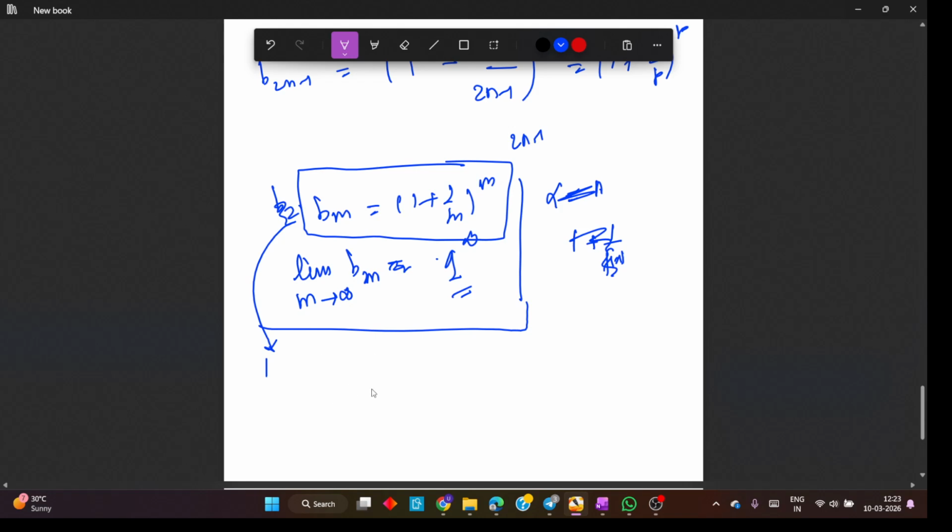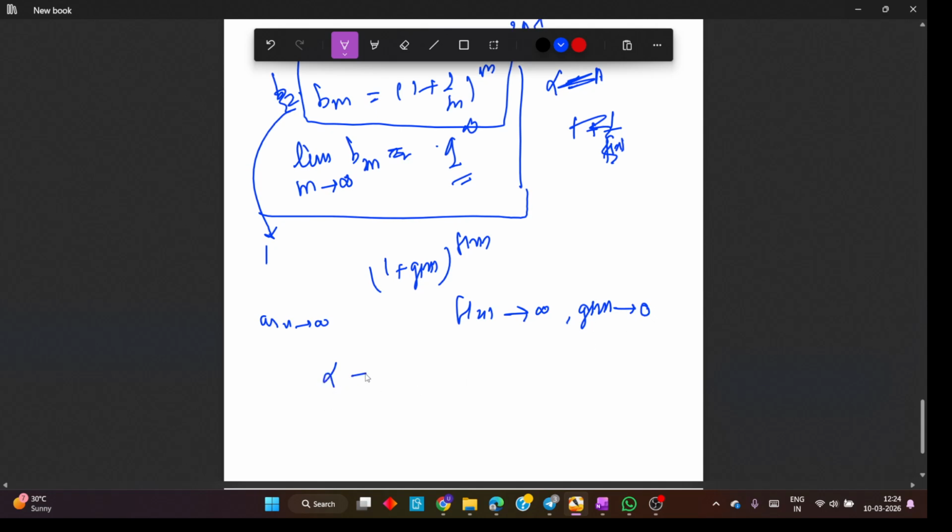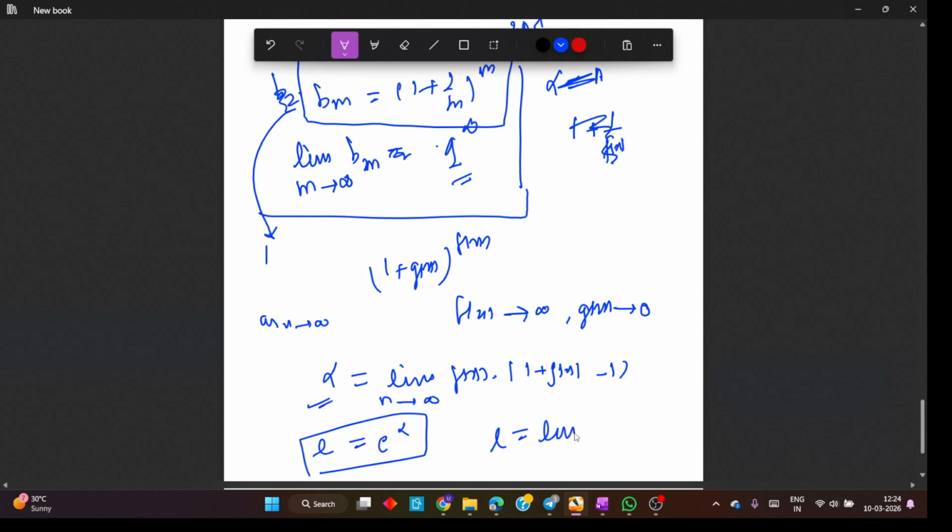It is of the form 1 plus gx to the power fx, where as x tends to infinity, fx is going to infinity and gx is going to 0. For this type of sequences, firstly calculate alpha. Alpha is the limit as n tends to infinity of fx into 1 plus gx minus 1, and then L is e to the power alpha, whatever alpha comes, and L is the limit of this 1 plus gx type sequence.